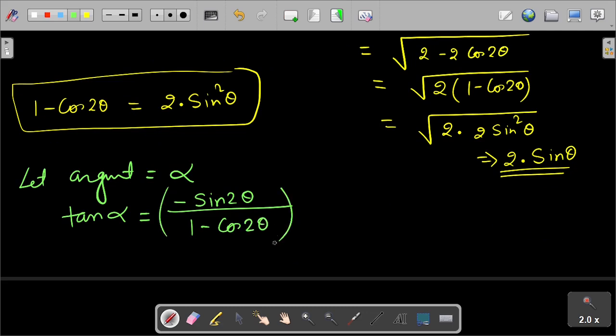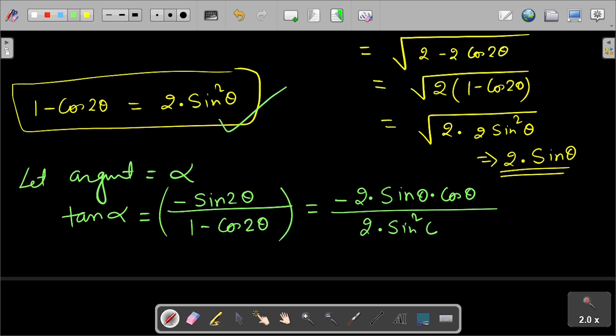Basically this is more of a trigonometrical question. Very little concept is used from complex numbers; most of the core solution belongs to the trigonometrical part. So we have to simplify this expression. We can write minus sin 2θ as minus 2 sin θ cos θ, using the multiple angle formula, upon 1 - cos 2θ, which is written here as 2 sin square θ. The 2 and 2 will get cancelled out, and one sin θ will get cancelled out. So we are getting minus cos θ upon sin θ, which is minus cot θ.